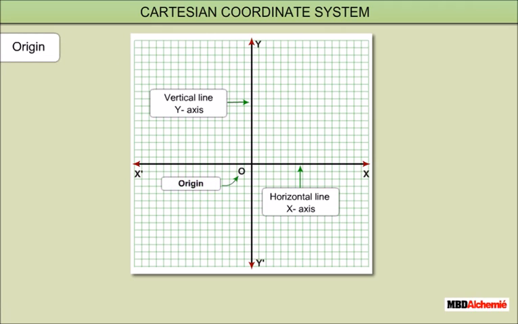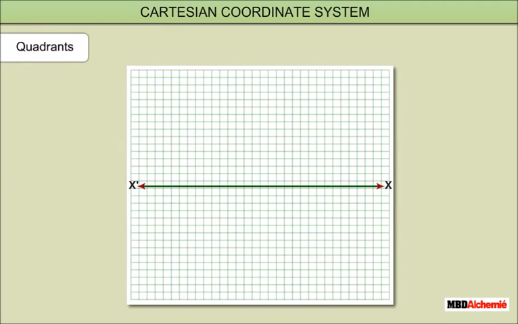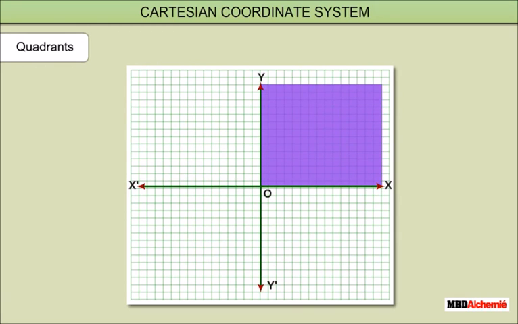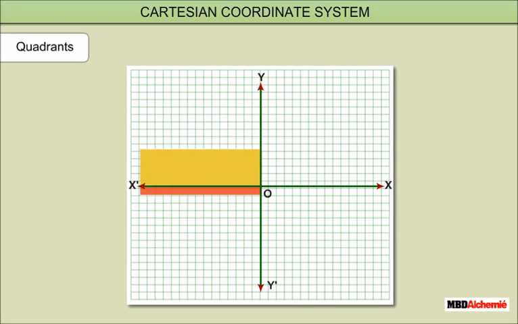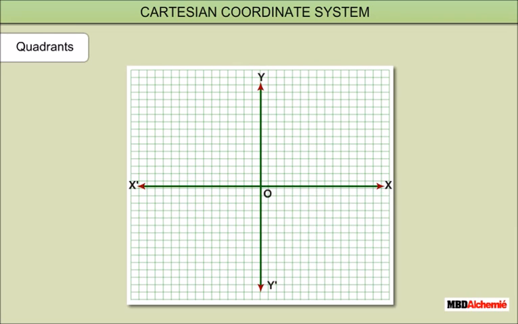Origin. The point of intersection of the two axes is called the origin. It is represented by O. Quadrants. The coordinate axis divide the plane into four regions: XOY, YOX', X'OY' and Y'OX. Each of these four regions is called a quadrant.